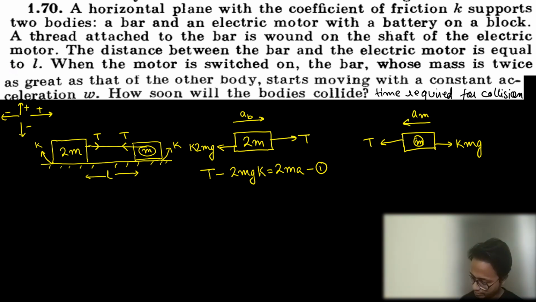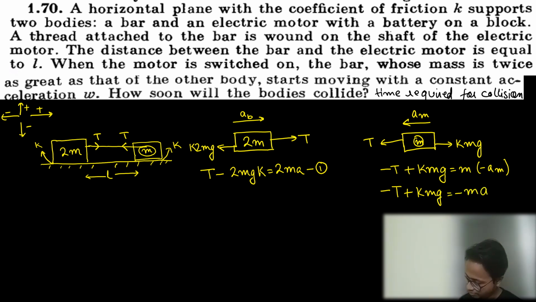So how do I write the equation? Minus T plus kmg is equal to m into minus am. Why minus am? See, this direction is minus, this direction is plus. So out here if I modify the equation, minus T plus kmg is equal to minus m into am. This is equation number 2.